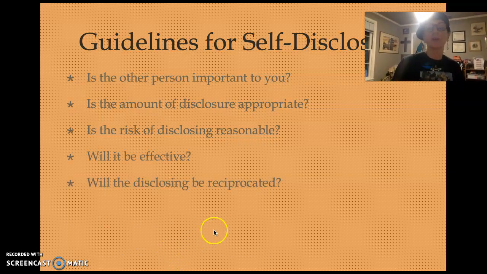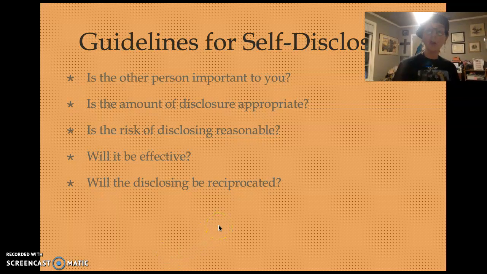Will the disclosing be reciprocated? And are you going to want that reciprocation? Let's just say, you know what, I have something to admit to you. I'm really attracted to the man I work with. And what if your partner then says, you know what, I'm really attracted to the girl that I work with? I mean, do you really want to know that? So just think about that.